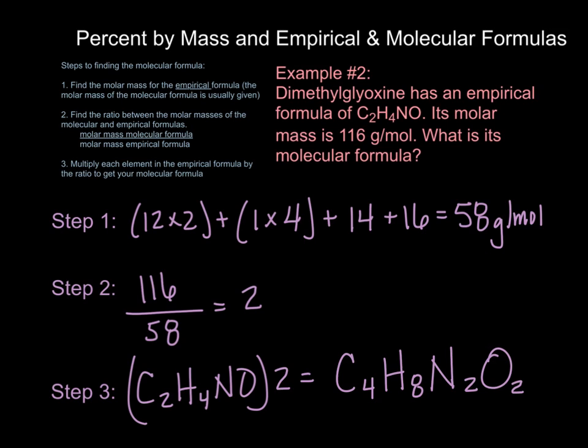So the molecular formula for dimethylglyoxime is C4H8N2O2, meaning that I have 4 carbons, 8 hydrogens, 2 nitrogens, and 2 oxygens in 1 molecule of dimethylglyoxime. But if I was to simplify that down to just get the ratio between my elements, my empirical formula would be C2H4NO.